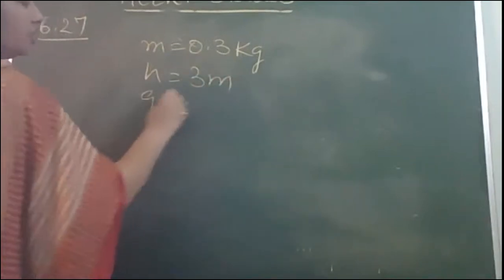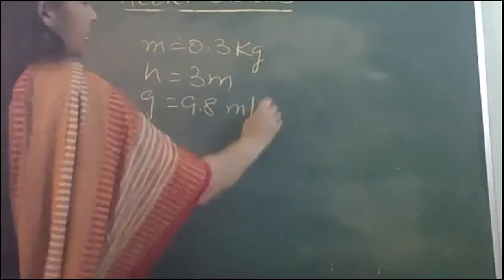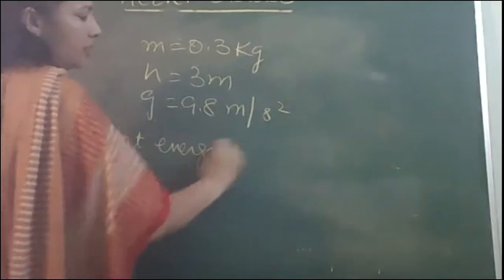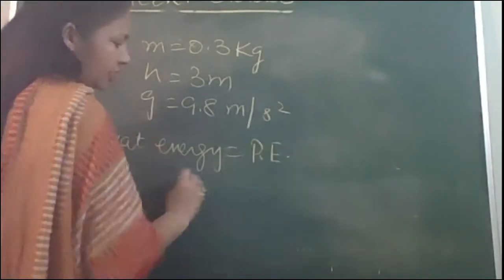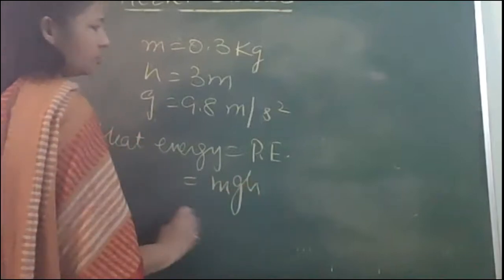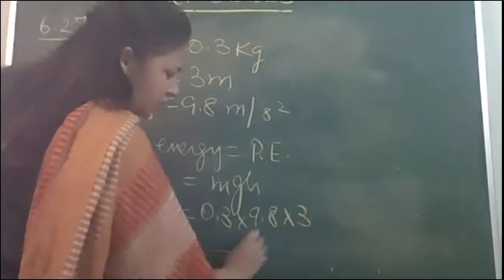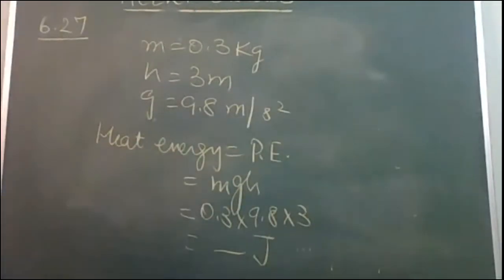This is question number 27. Mass is 0.3 kilogram and height through which it is falling is 3 meters. g is 9.8 meters per second square. So the heat energy is equal to the potential energy that it was having at that height. So that is equal to mgh, 0.3 into 9.8 into 3 joules. So this will be your answer in joules. Okay, very simple. So nothing else you have to do in this question. You just have to find the potential energy. All right.